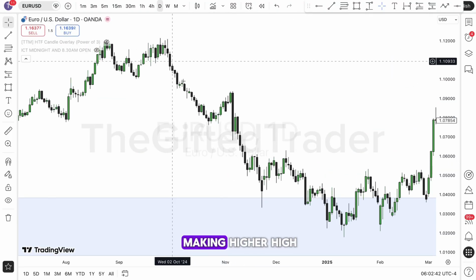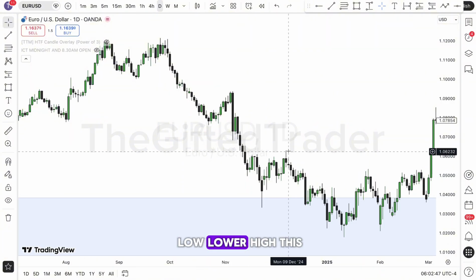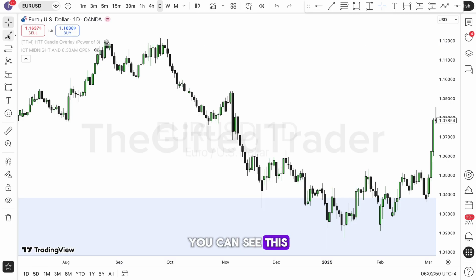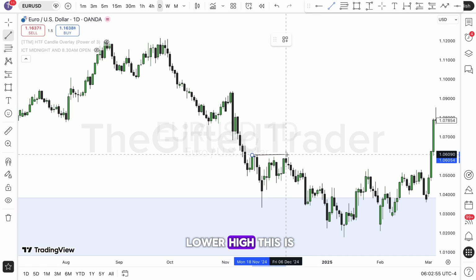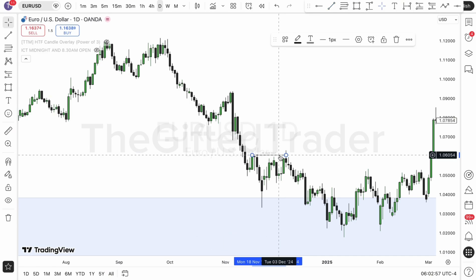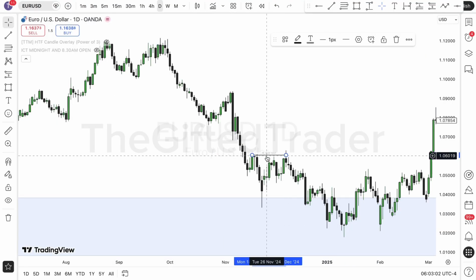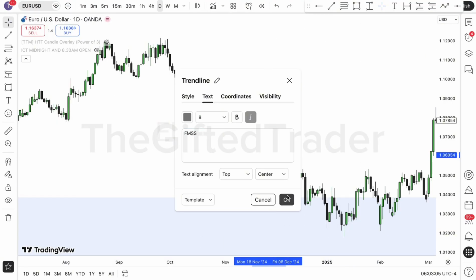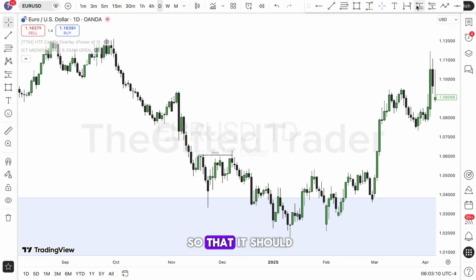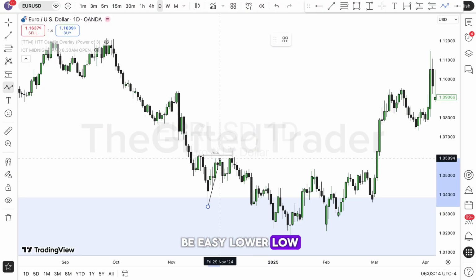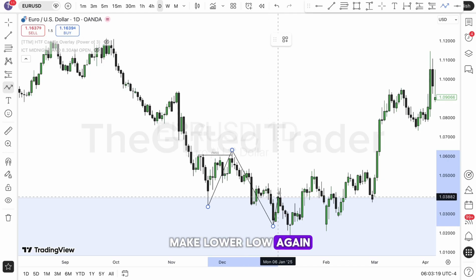You can see price making a higher high, then it made a lower low, lower high, lower low, lower high. This is a fake. You can see this is what I was teaching you. You can see the body of the candlestick didn't pass the previous lower high. This is a fake market structure shift. Oh, I'm so sorry. Your eyes have to be very fast to see these things. The price went ahead. Let me mark it so that it will be easy. Lower low, fake higher high, price made lower low again, price made here.